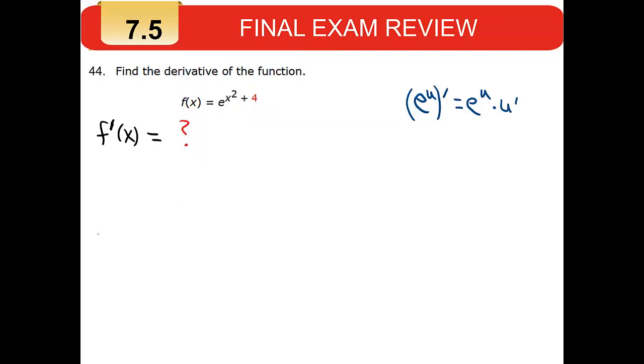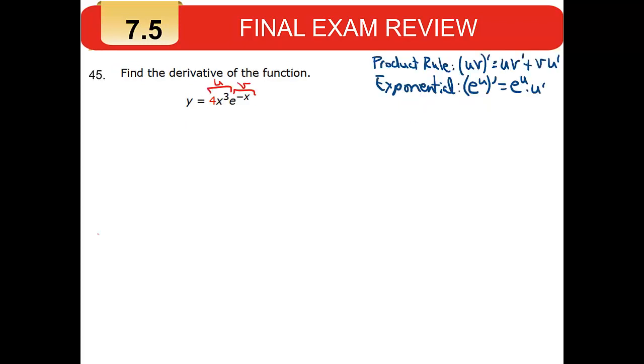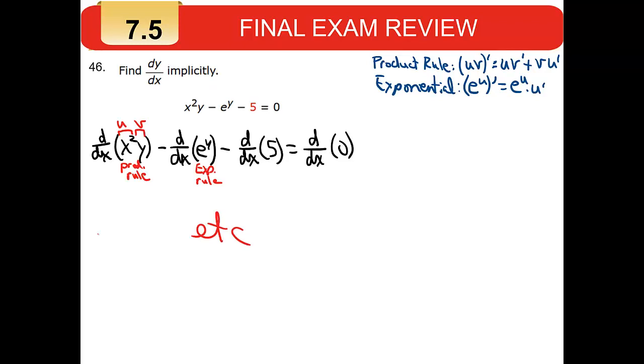To do the derivative of an exponential, you've got to remember the formula. The derivative of e to the u is e to the u times u prime. Number 45, you've got a product rule, and within the product rule, you're going to have an exponential. So you're going to do the product rule, and when you get to the derivative of v, you've got to go to your exponential rule. 46, you're doing implicit differentiation, so you start off taking the derivative all the way through, remembering that you're going to be using the product rule here and the exponential rule.